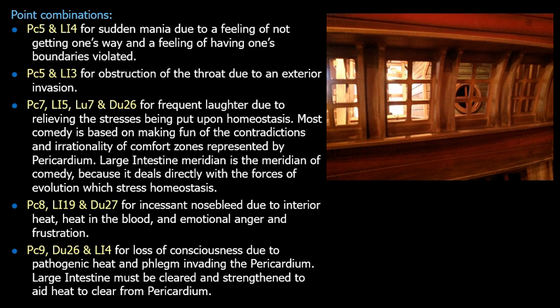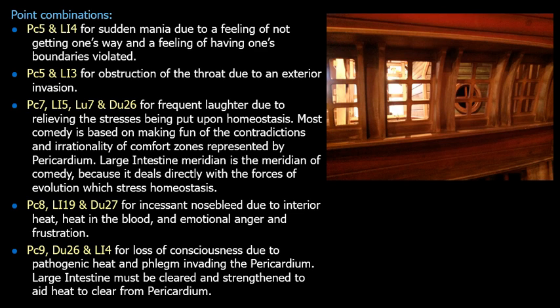Pericardium 7, large intestine 5, lung 7, and du 26 for frequent laughter due to relieving the stresses being put upon homeostasis. Most comedy is based on making fun of the contradictions and irrationality of comfort zones represented by the pericardium. Large intestine meridian is the meridian of comedy because it deals directly with the forces of evolution which stress homeostasis.